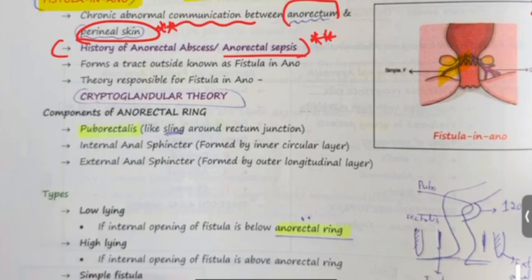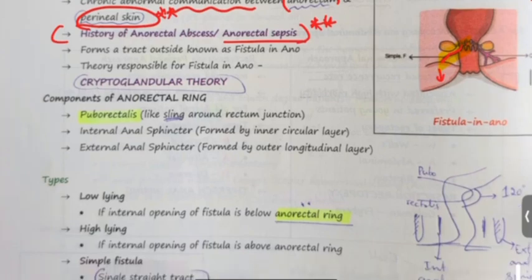If the abscess has happened and the patient hasn't come to you and you have not treated, then whatever collection is there will try to find a route to escape out. In that route there will be formation of an abnormal connection between the perineal skin and the anorectum, and that is known as fistula in ano. This forms a tract outside, and the theory responsible is again the same as for anorectal abscess, the cryptoglandular theory.